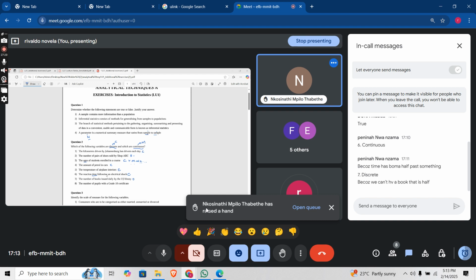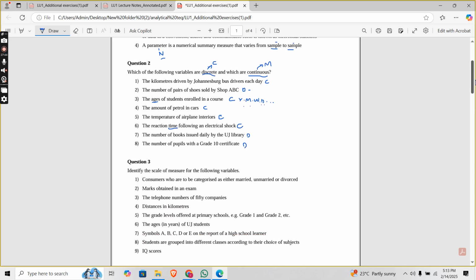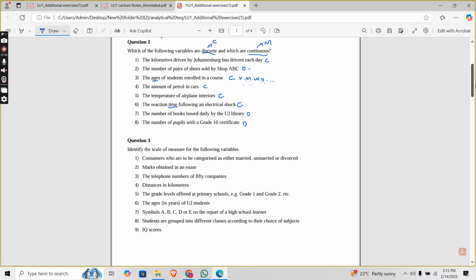Okay, and not measure them, right? 100%. So it's discrete. And then let's move on to question 3.